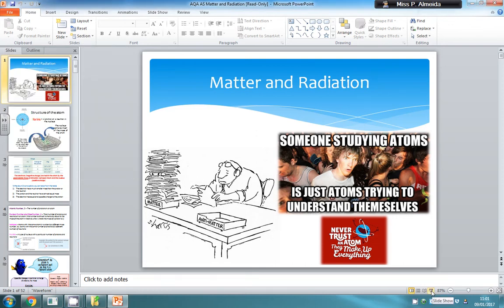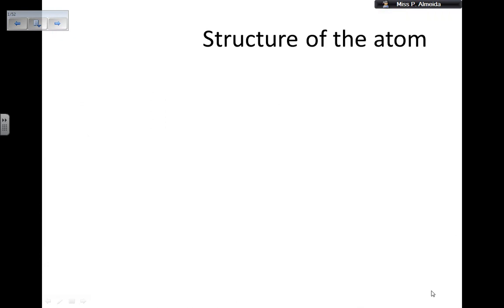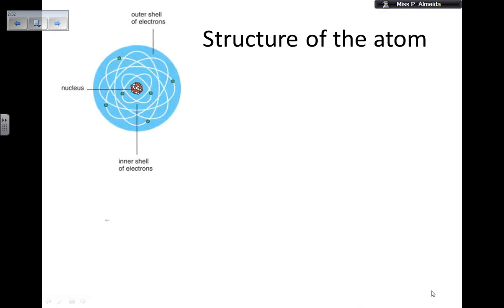Okay, so I'm going to tell you about matter and radiation. So just simple concepts, some background about electrons, protons, nucleus, all these things, so you can then use it for the actual particle physics, okay? So first we are going to go on the structure of the atom. So that's how the atom looks like.